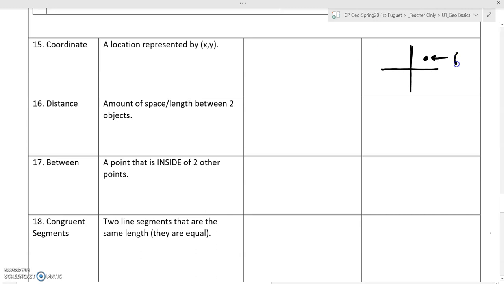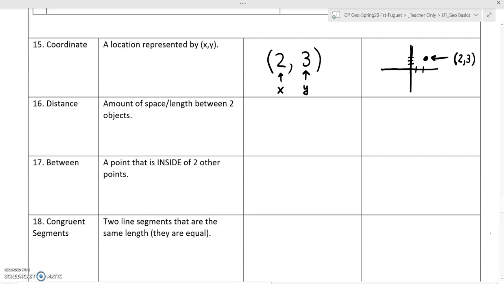As an example, this is the point 2, 3. That means that we would go over 2 units from the origin, and we would go 3 units up on the y-axis to create where the point is. So just as a reminder, the 2 is an indication of your x-coordinate. That's how much an object moves left or right. The 3 is the y value, which is the vertical movement up or down.